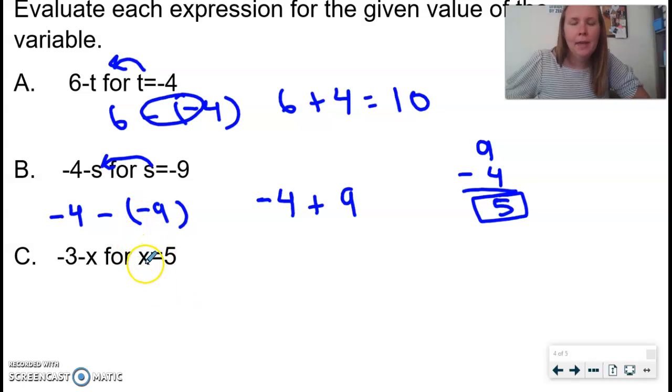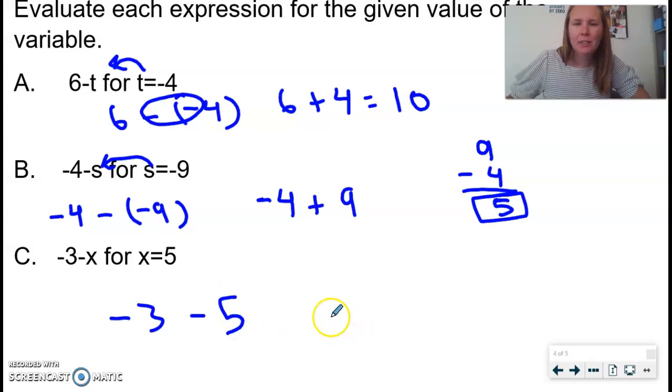All right, and then C, we're going to plug in our 5 for x. So I have negative 3 minus 5. All right, we're changing it to adding the opposite, so that first sign stays the same.